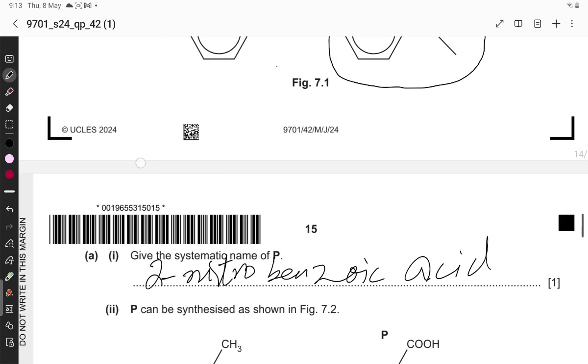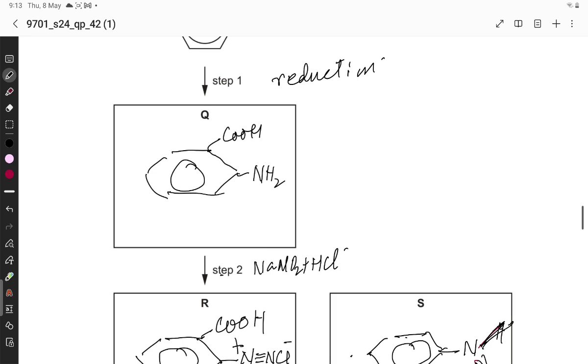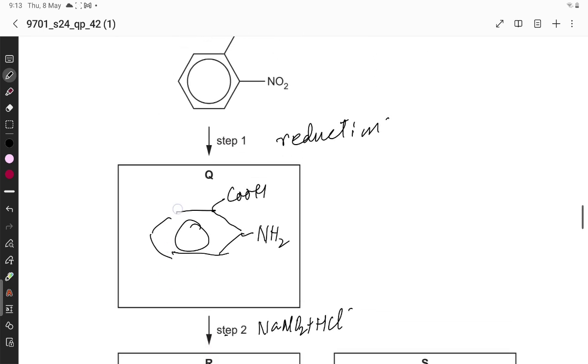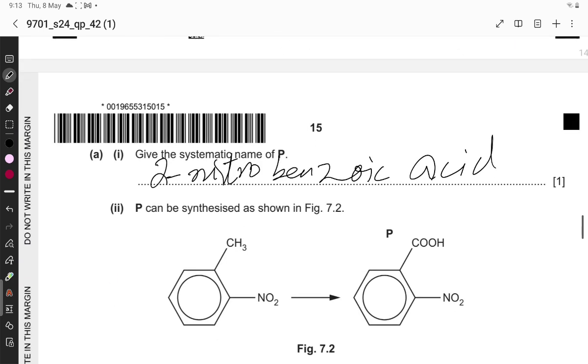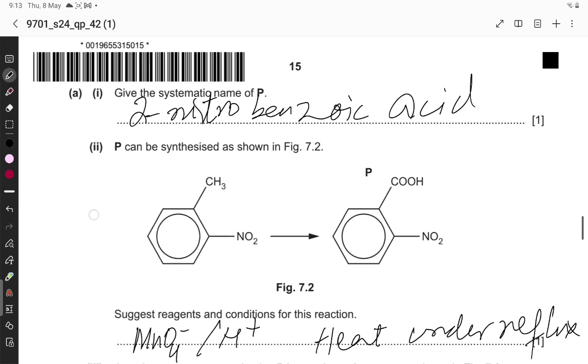So give the systematic name of P. So this is 2-nitrobenzoic acid, and P can be synthesized as shown in the figure.